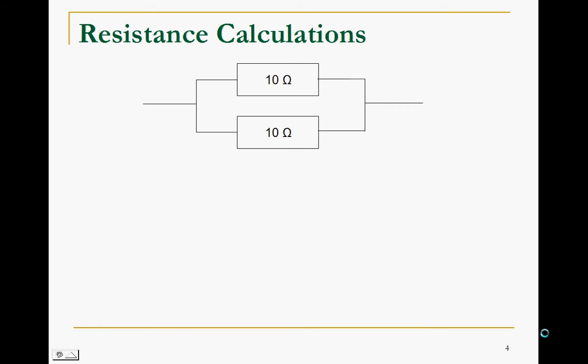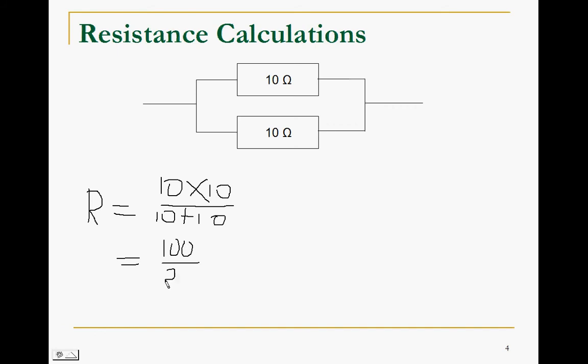Now what happens if you have 2 resistors in parallel and they are of the same resistance? Of course if you use product over sum, you get the same answer. 10 multiplied by 10 over 10 plus 10. Okay, the same method as before. So you get 100 over 20, you get 5. So the answer is 5 ohm.